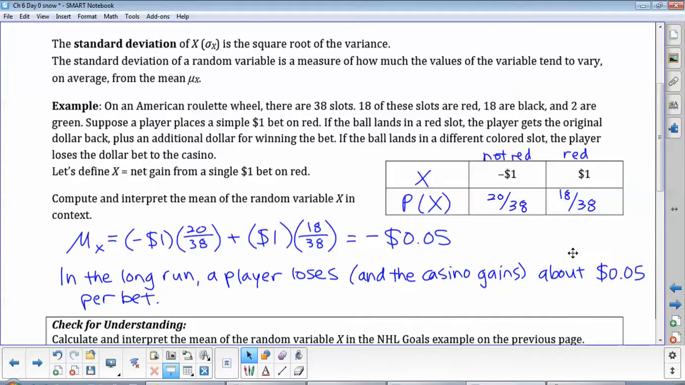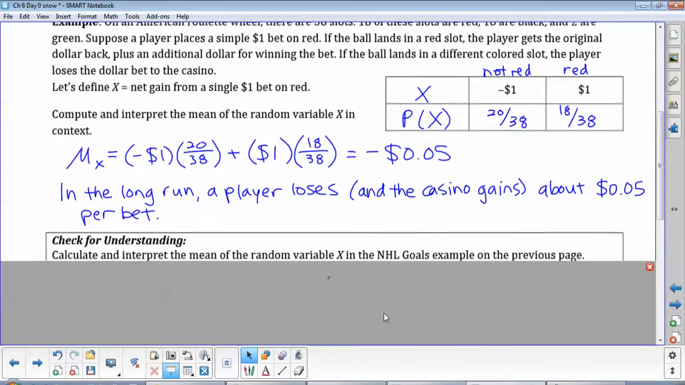All right, for the one in the box, I want you to go ahead and pause the video and calculate and interpret the mean of the random variable x in the example on the previous page. So again, go back to the previous page and look at the NHL goals example from 0 to 9, and calculate and interpret the mean. I'll be here when you get back.